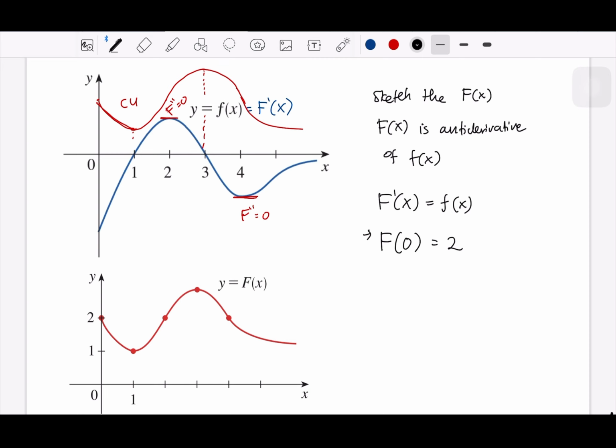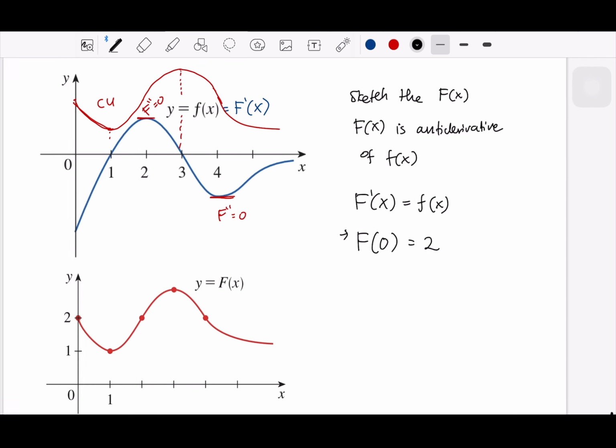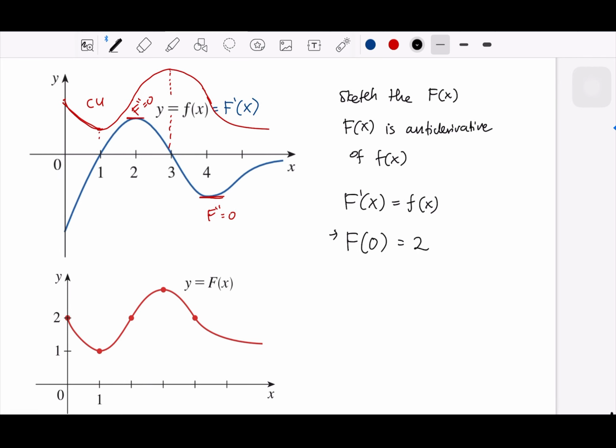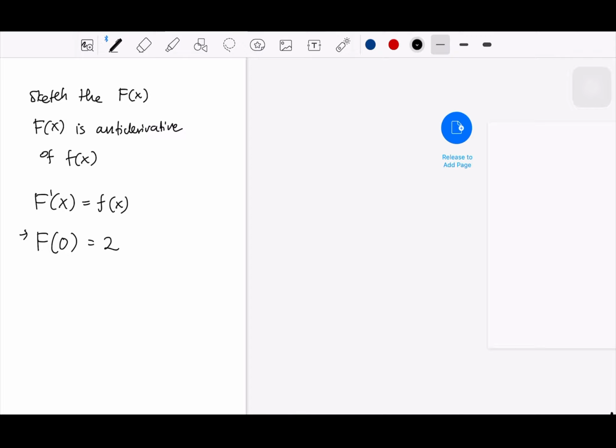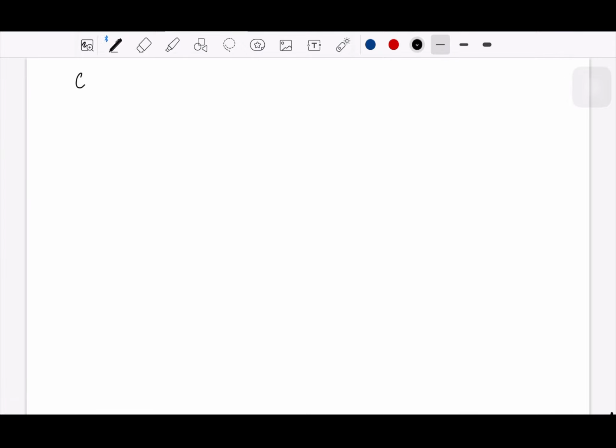Okay, we are going to move to the next chapter. Okay, so next chapter, chapter 5. So we begin. This is the integral introduction.